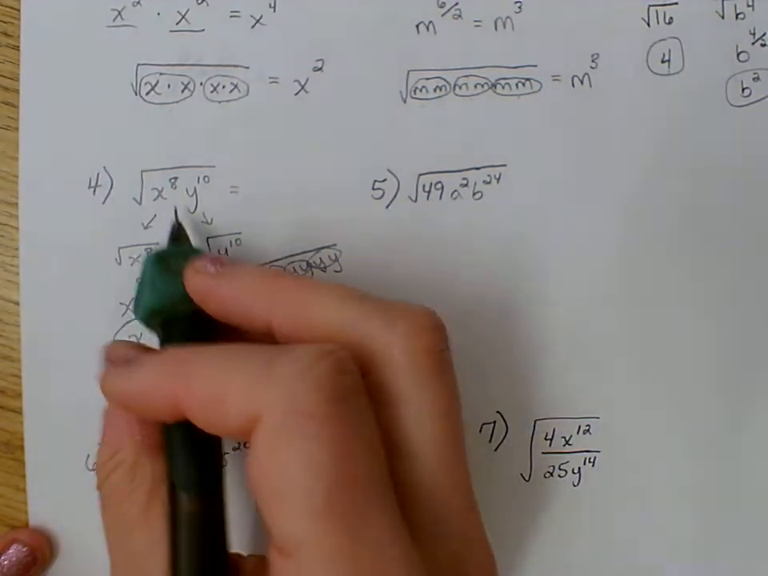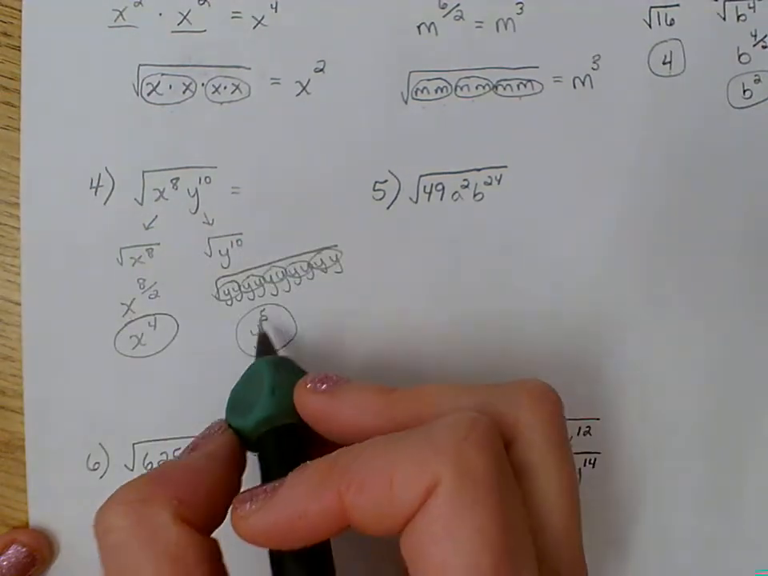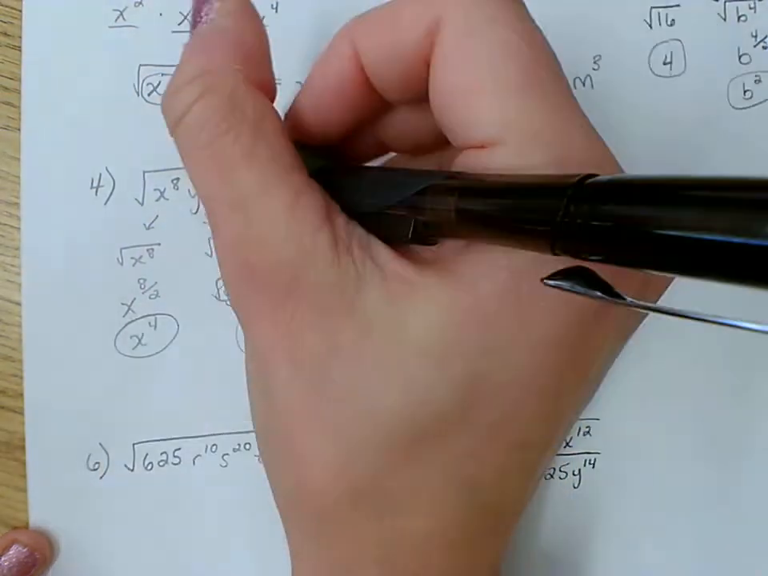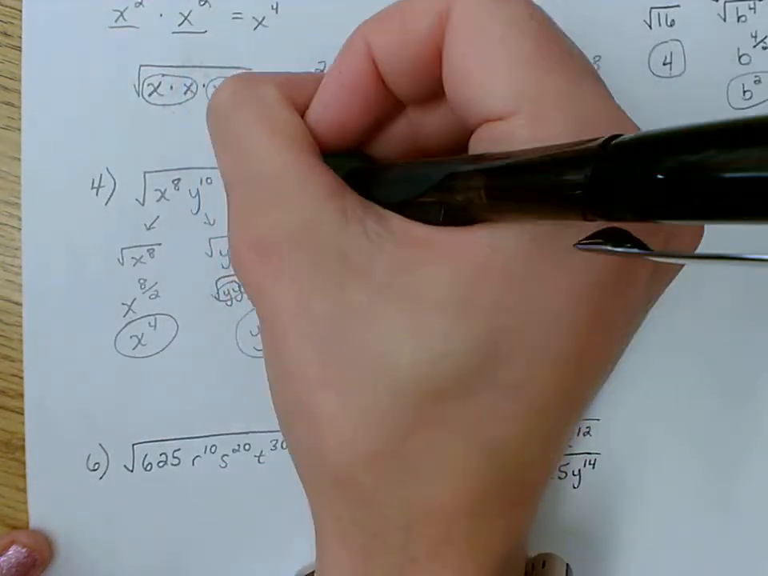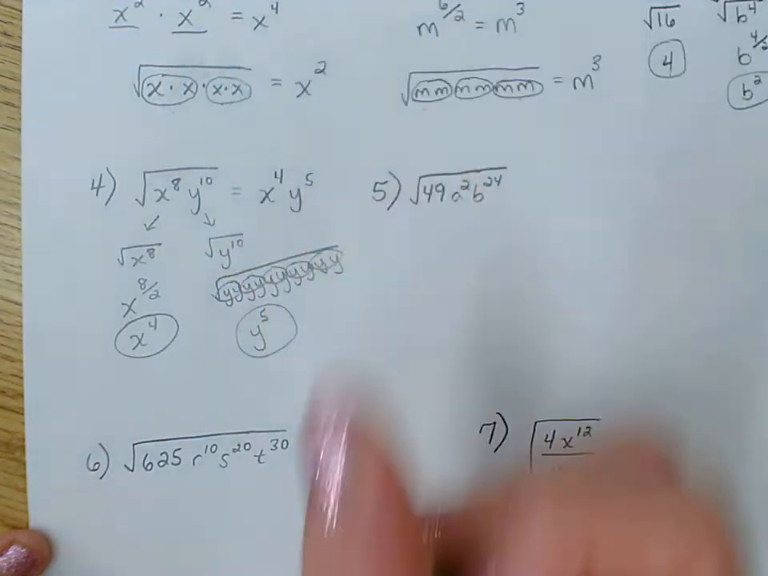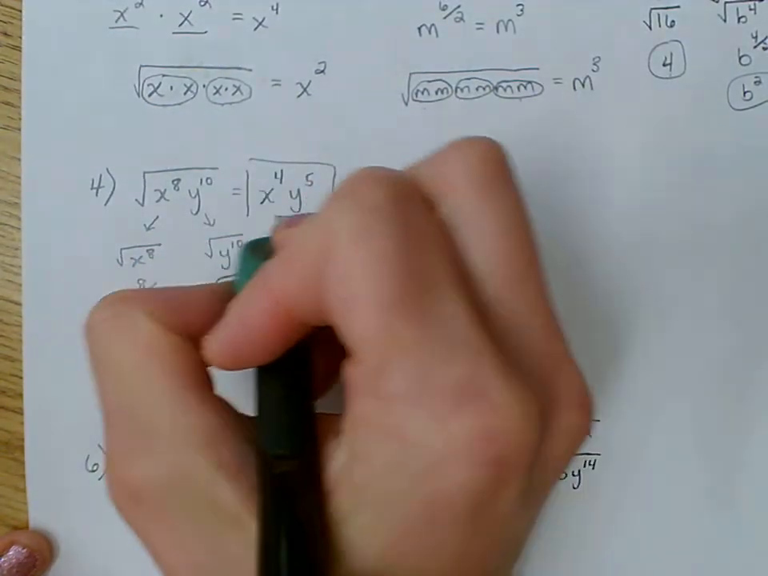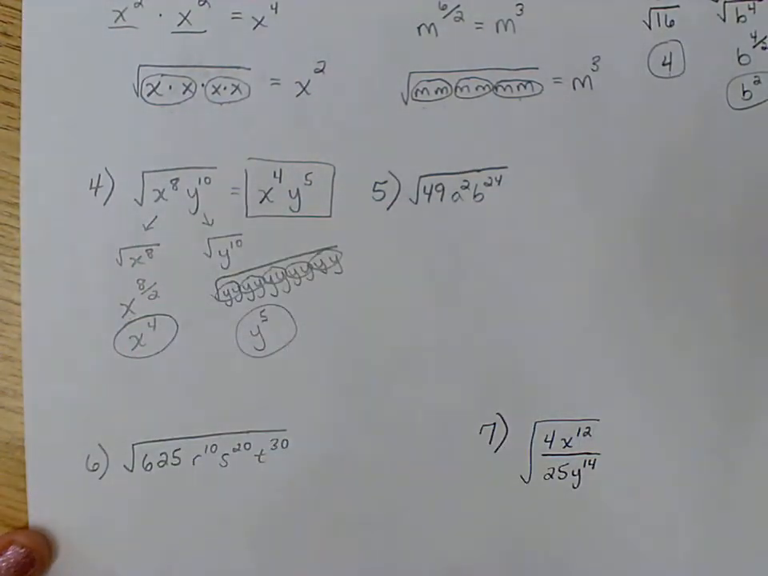So that's the answer for the x part. This is the answer for the y part, and then you just put them together. So they're being multiplied, so it'd be x to the 4th times y to the 5th. And that would be the square root of x to the 8th, y to the 10th.